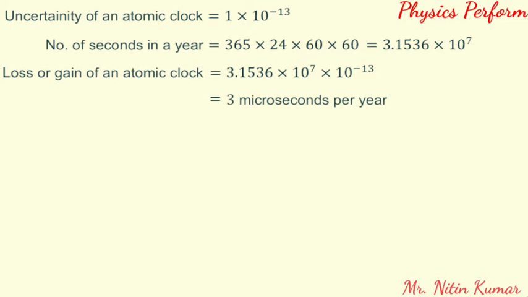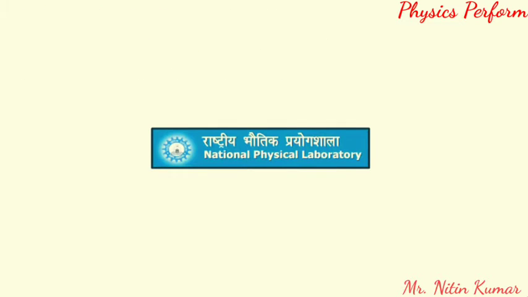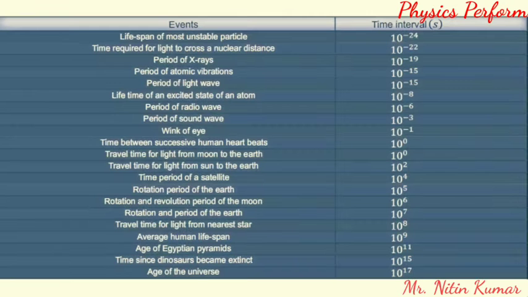That is why a set of cesium atomic clocks is used at the National Physical Laboratory, NPL, New Delhi, to maintain the Indian standard of time. The time intervals of events that we come across in the universe vary over a very wide range. Some of the major time intervals are shown here in multiples of seconds.